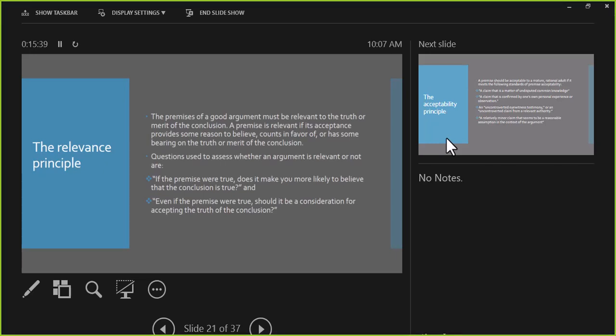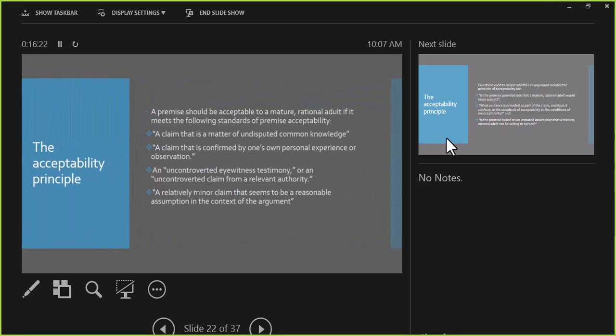But if a premise is irrelevant, then its acceptance will have no bearing. It won't provide enough evidence, and it will have no connection with the truth or the merit of the conclusion. The question used to assess whether a premise is relevant is: if the premise were true, does it make you more likely to believe that the conclusion is true? And even if the premise were true, should we consider accepting the truth of the conclusion? Because if there is no logical relationship between the premise and the conclusion, even though the premise is true, the whole argument might be irrelevant.